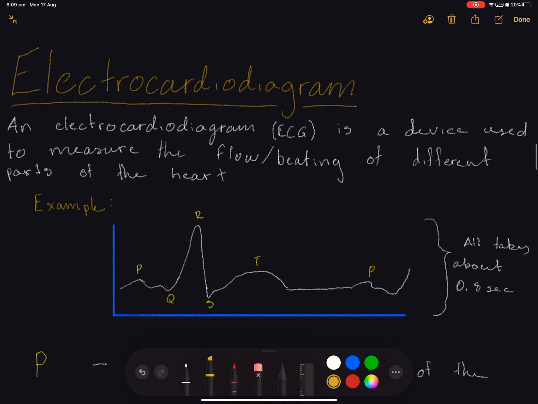Now, electrocardiograms. That's a very long name, not gonna lie. However, it can be shortened to just ECGs, or if you're from European countries, it is EKGs. Anyhow, so this device is used to measure the flow and beating of the different parts in the heart, right?